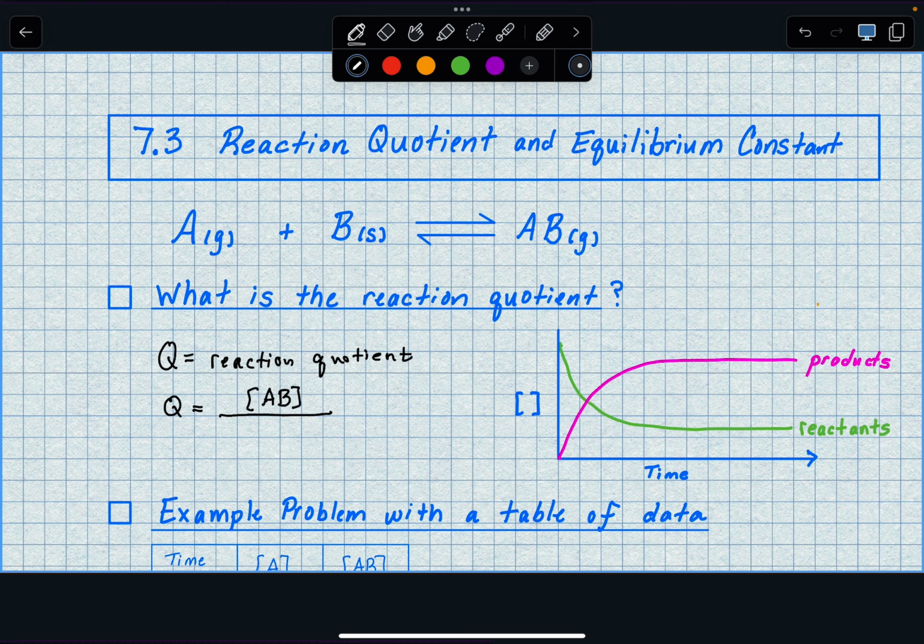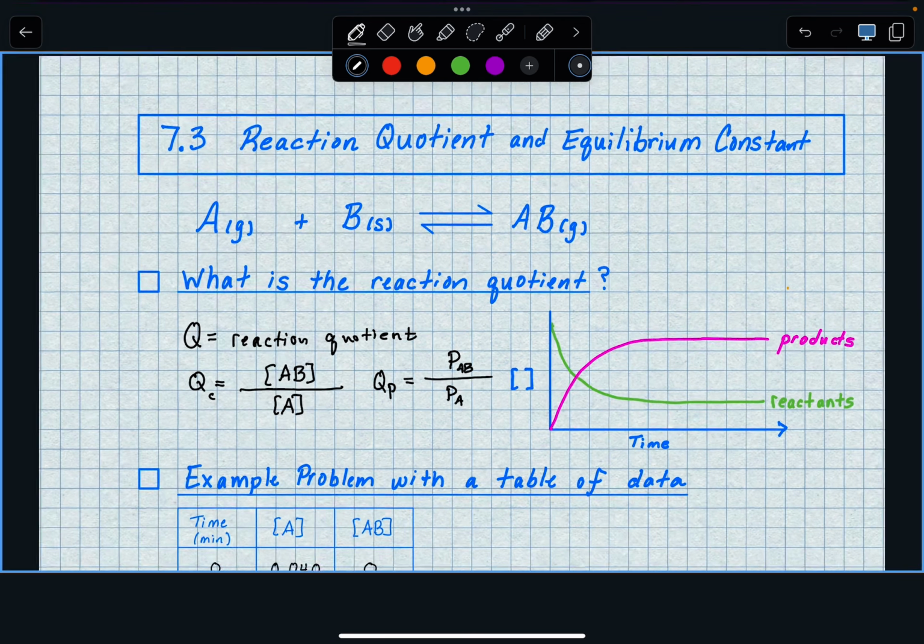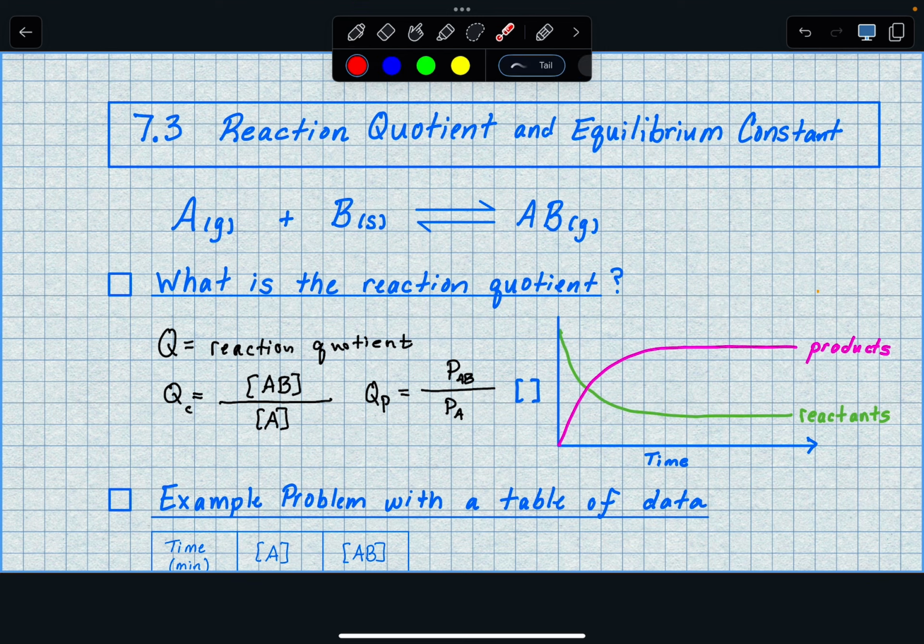For the reaction I have above, AB is my product as a gas, and we could have a pressure or a concentration. Let's just say we have the concentrations. And then the reactants are in the denominator, but we only have A, because in a previous video I talked about how we don't put pure solids or liquids in the K value, nor do we put them in the Q value. I'm just going to zoom in a little bit. What if we wanted to say this was a QP? Then we just do the same thing. We say it's the partial pressure of AB over the partial pressure of A. And again, we don't include B because it is a solid.